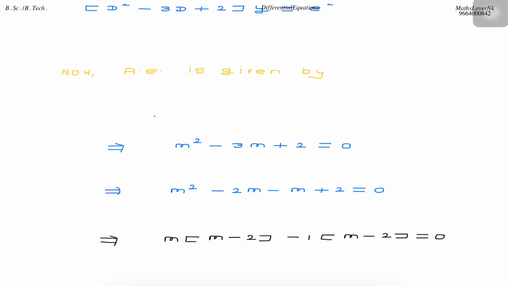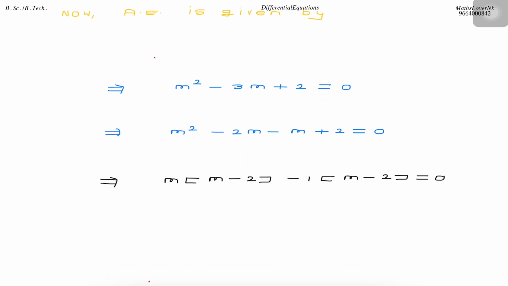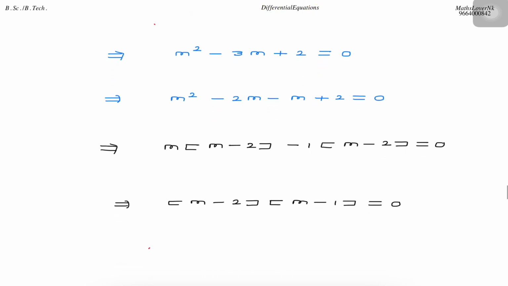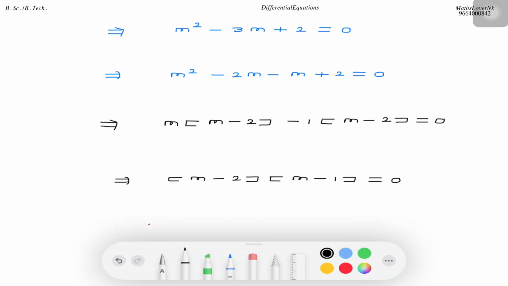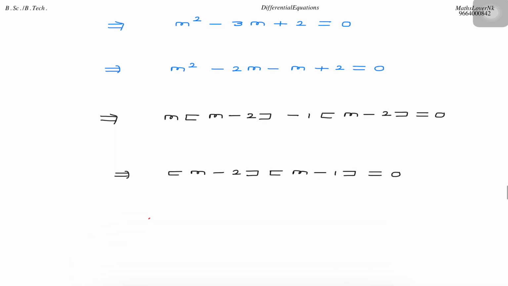We get (m minus 2) into (m minus 1) is equal to 0. When we take each factor equal to 0, we get two roots. First is m is equal to 2 and second is m is equal to 1. So the roots are 2 and 1.